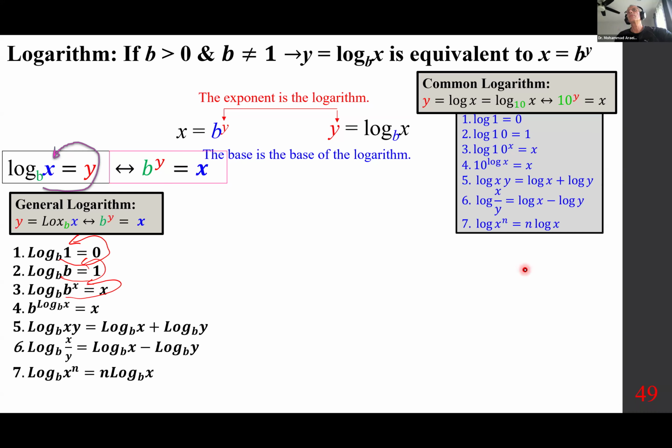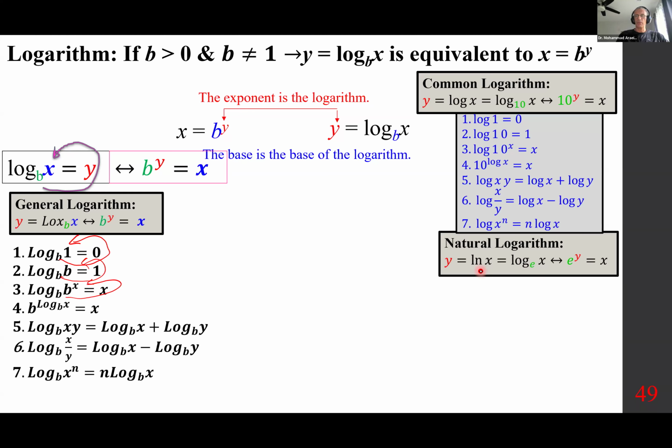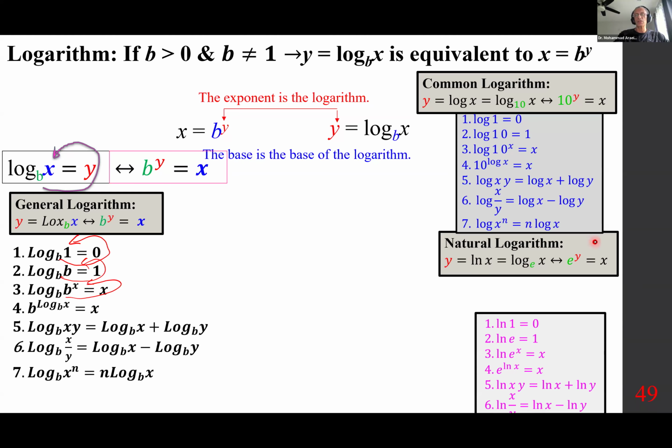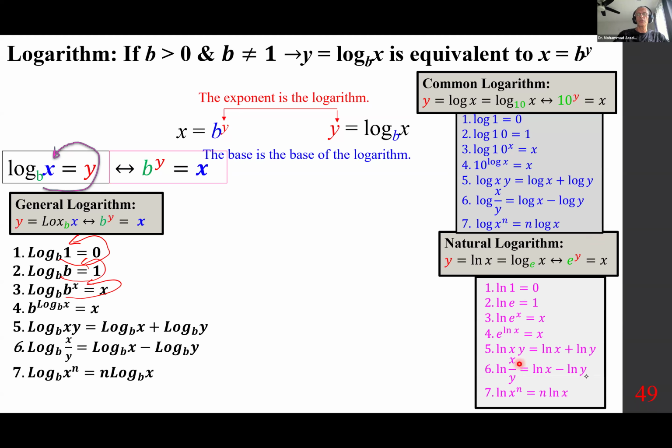Now, if we go to natural log, where we write y equals ln x, so log x base e, we never write it in that format. Rather, we write it as ln x, which means the base is e. So y equals ln x means e to the power of y must be x, and it gives rise to the following properties. For example, ln 1 is 0, and the rest of it.